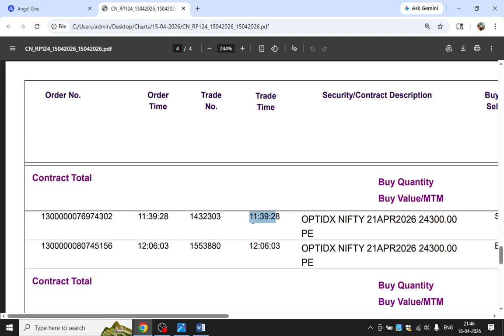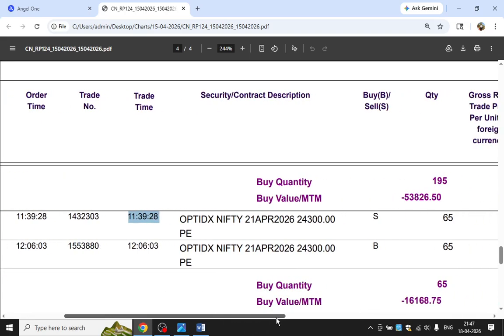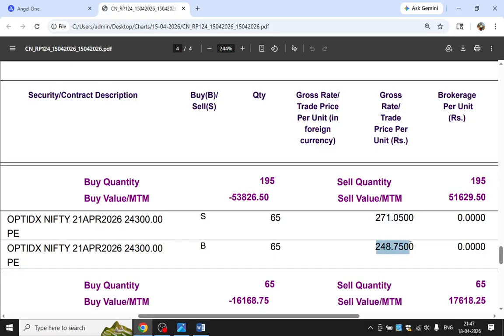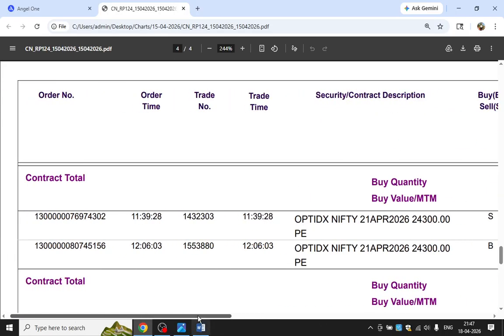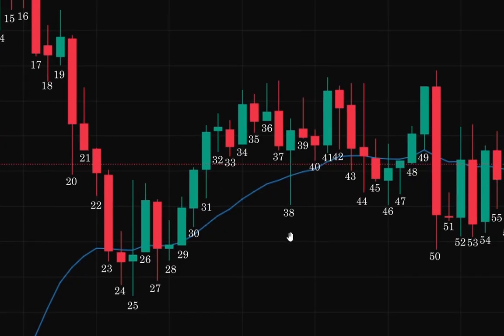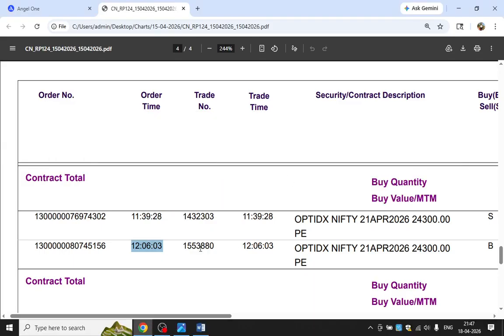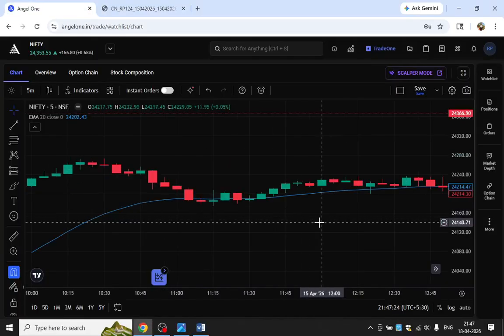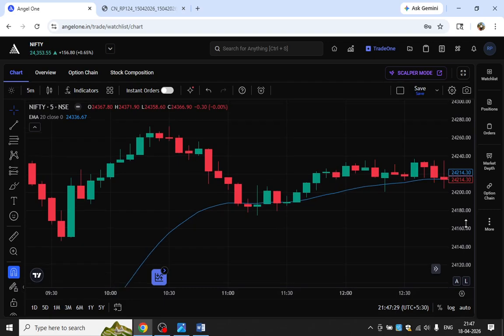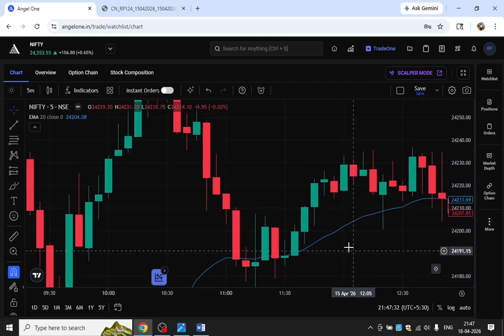So I sold it at 11:39, at 271 rupees, and I took a reasonable profit of 248. At 12:06 I got out of this trade, around this bar. I should have waited for it, but I got nervous. So let's see where it is.